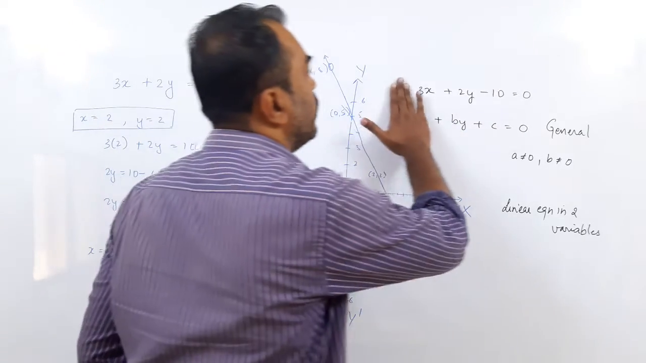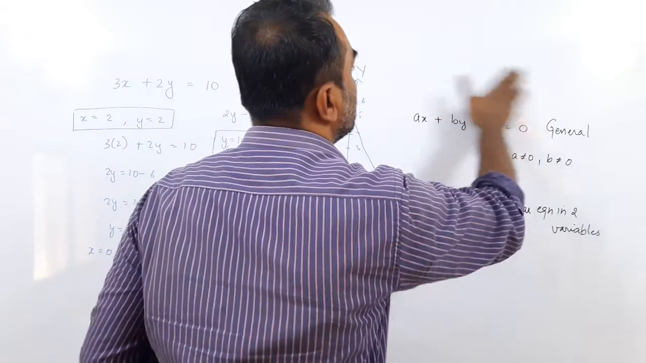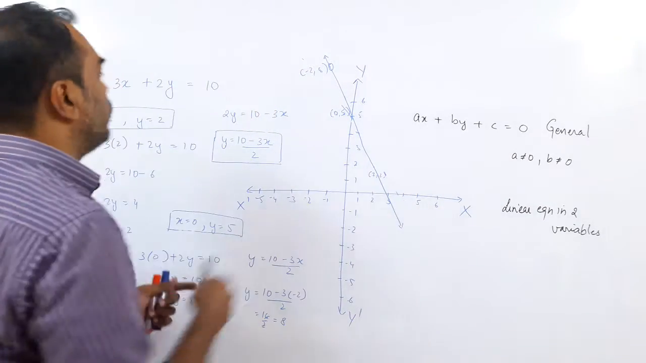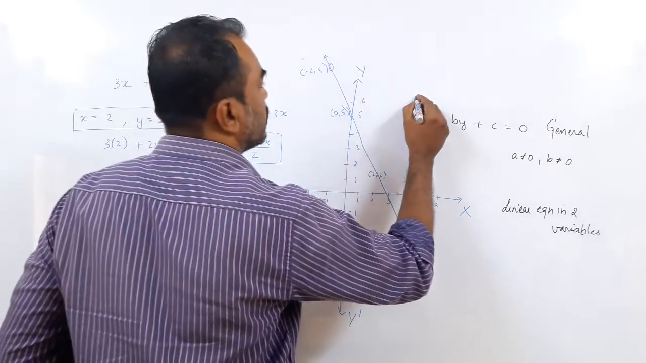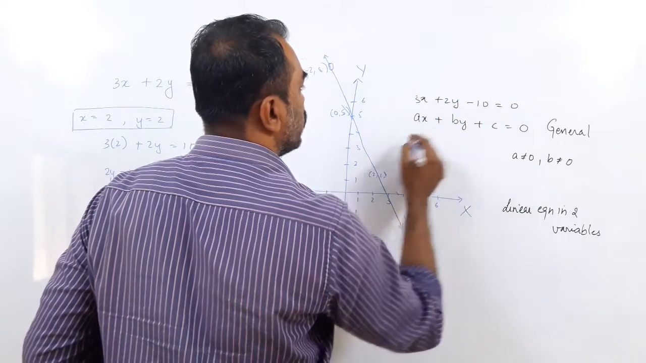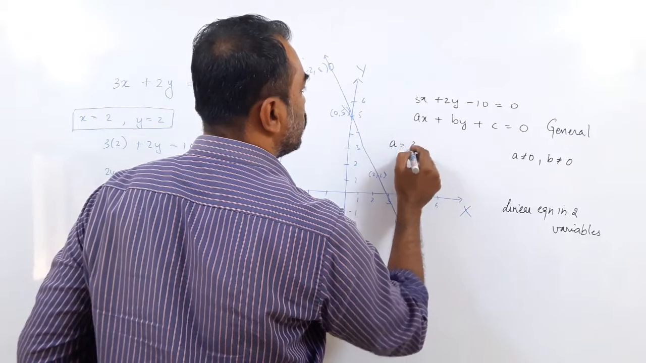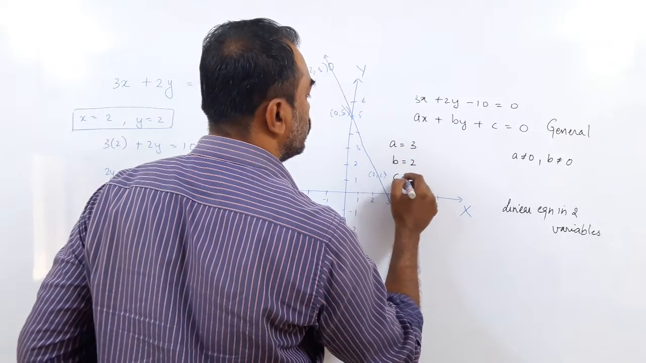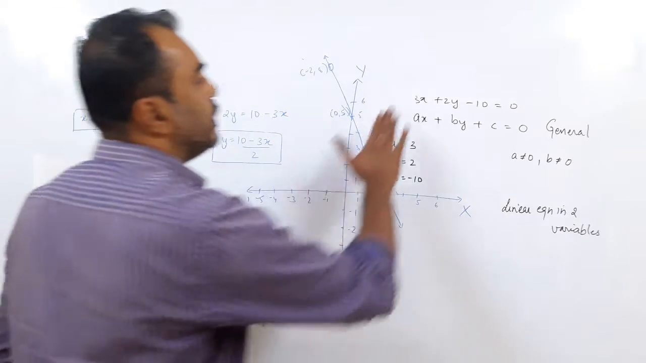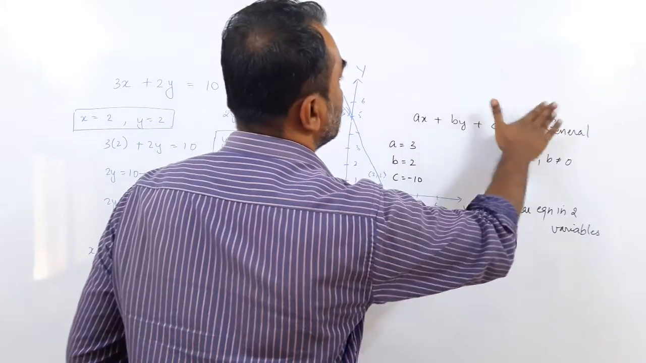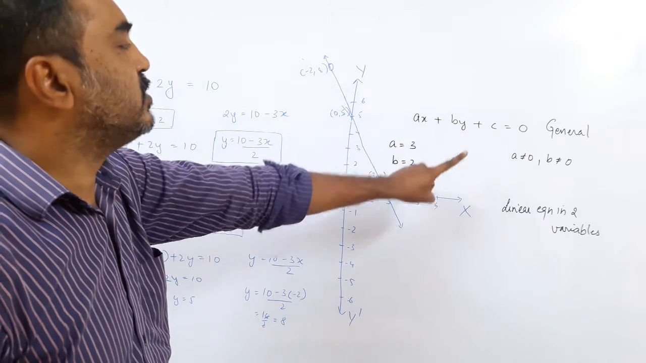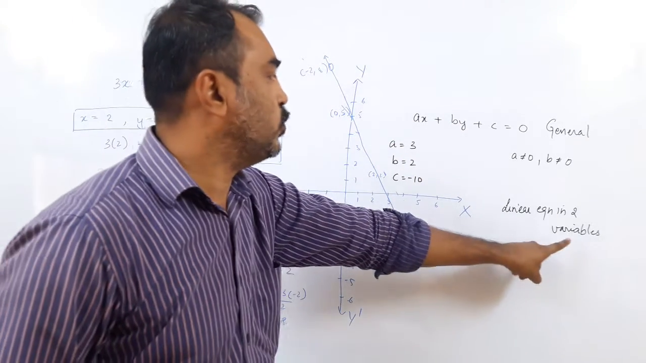So this was one formula. This is the general formula, remember. Again I will write 3x plus 2y minus 10 equal to 0. So if you compare here, a is equal to 3, b is equal to 2, c is equal to minus 10. This is one particular equation, but ax plus by plus c is the general formula of a linear equation in two variables.